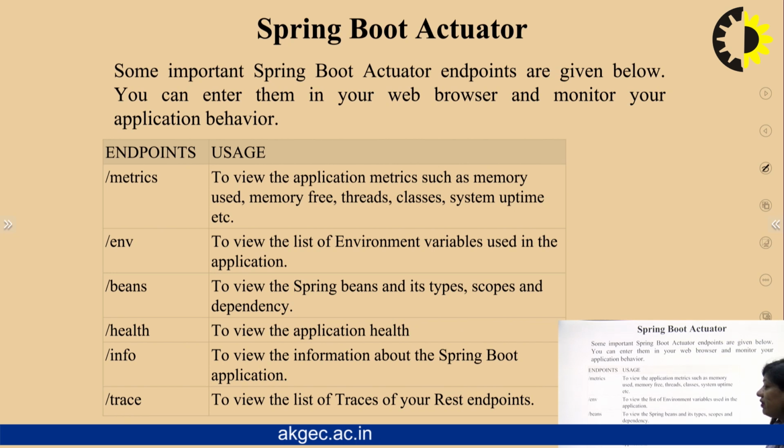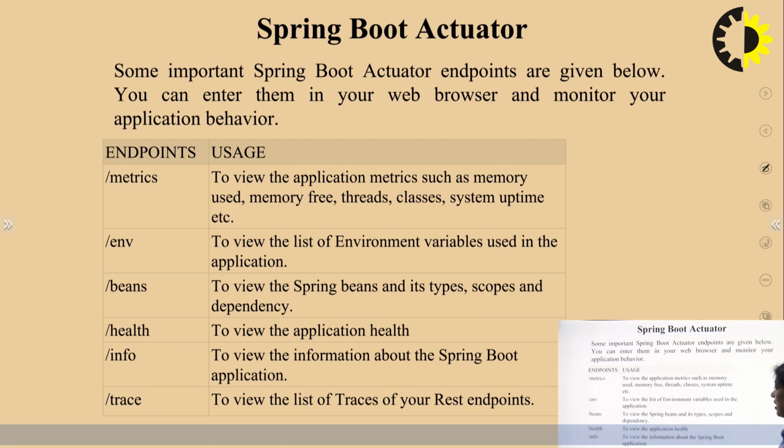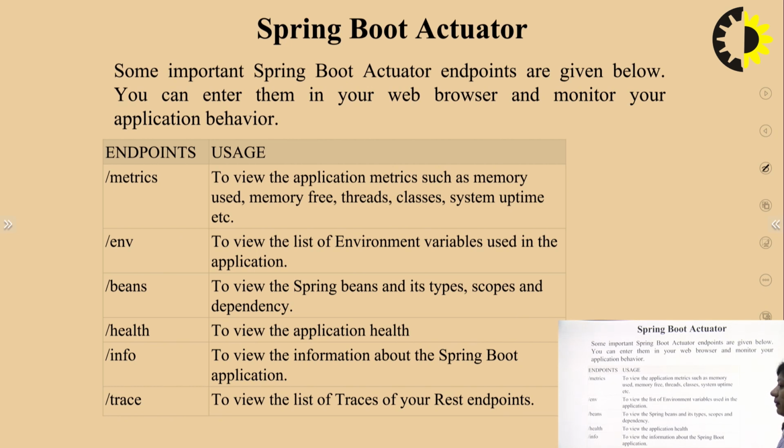We use metrics to view the application metrics such as memory used, memory free, threads, classes, and system uptime. We use env to view the list of environment variables used in the application, and we can use beans to view the Spring Beans and their types, scopes, and dependencies. Health is used to view the application health, and info to view the information about the Spring Boot application. And we can use trace to view the list of traces of your REST application.